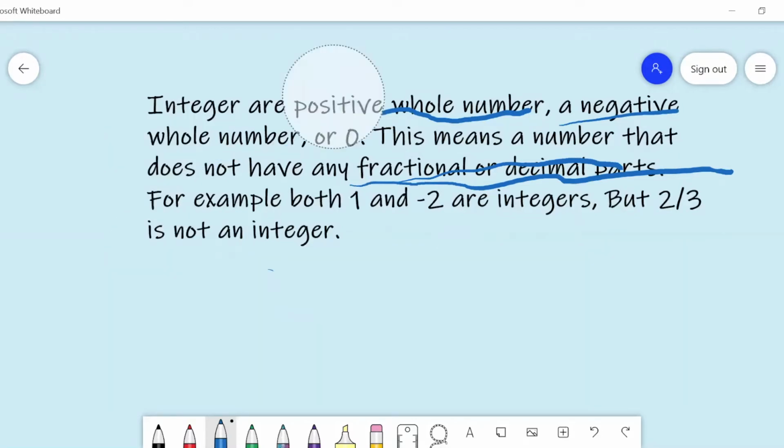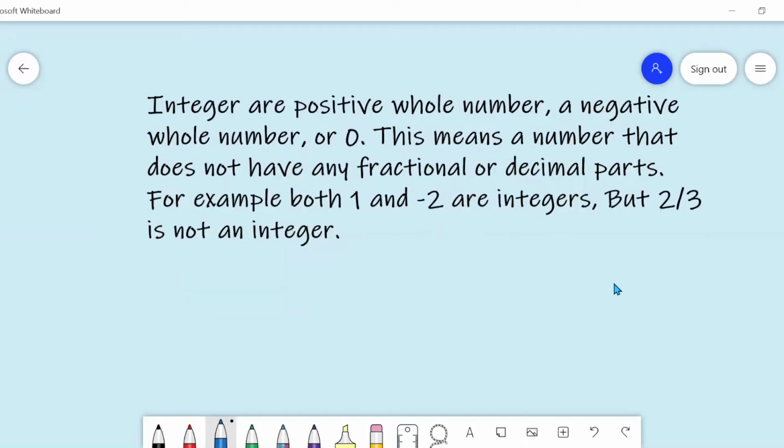Now let's take 2 by 3. So 2 by 3 is not an integer because it has a fraction part. Okay, let's take a decimal number like 1.0123. This is again not an integer because it has a decimal part. Decimals are not included in integers. Decimals are not integers.